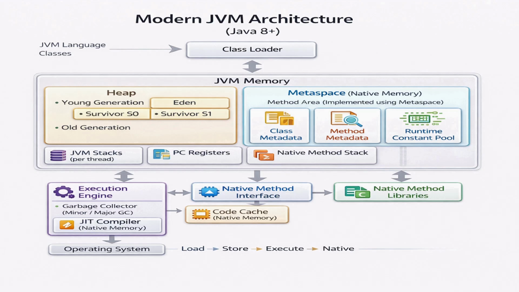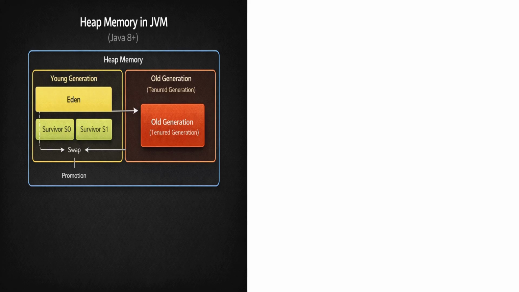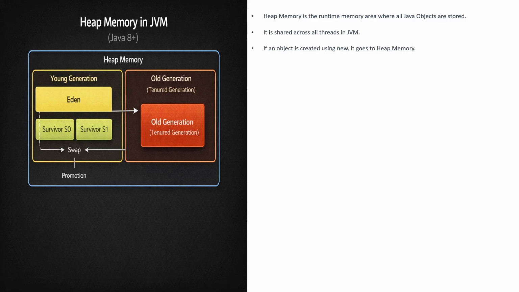Let's deep dive into part 2 of JVM architecture, that is JVM memory. So without wasting time, let's get started. Now let's see the first component, heap memory. Heap memory is the runtime memory area where all Java objects are stored. It is shared across all threads in the JVM. If an object is created using the new keyword, it goes to the heap memory.